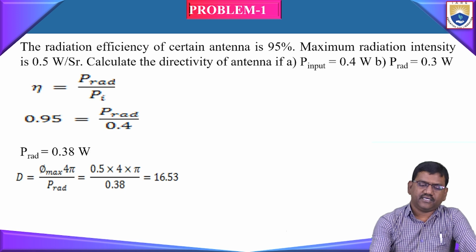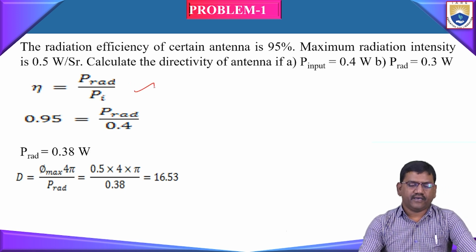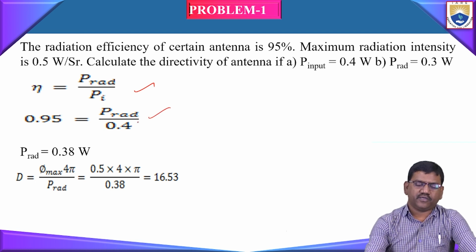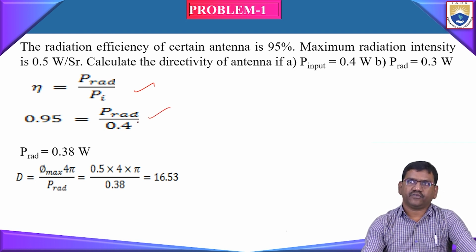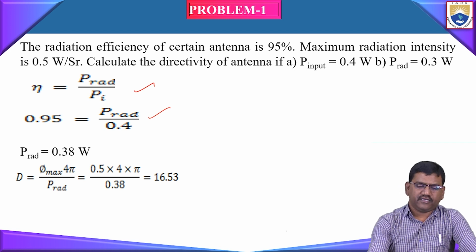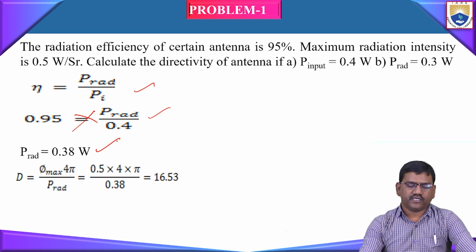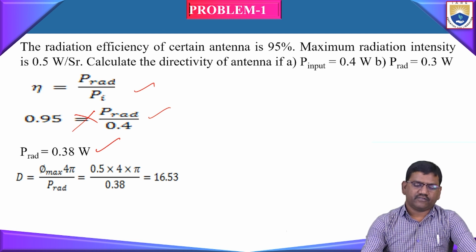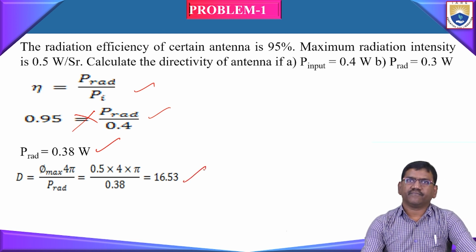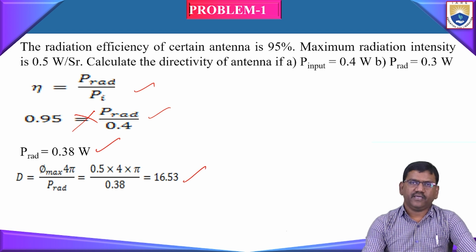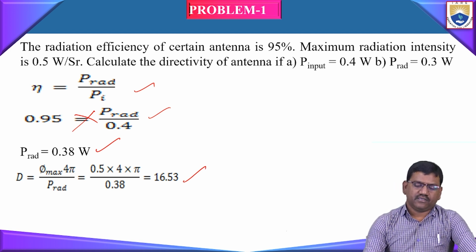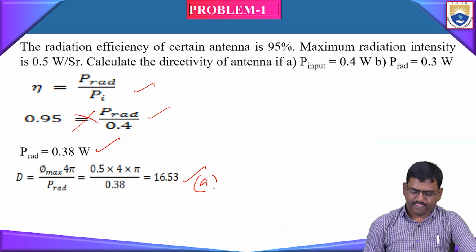So you can see here in the figure, the efficiency is given as P rad by P in, and the efficiency we have substituted here as 0.95 is equal to P rad by 0.4. If we cross multiply here, you will get P rad is equal to 0.38 watts. So from this expression we are going to calculate the D value, U max into 4 pi by P rad. This is the A bit here.